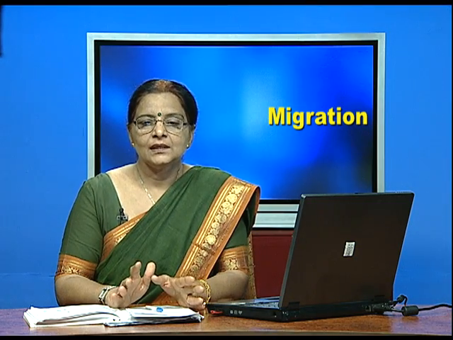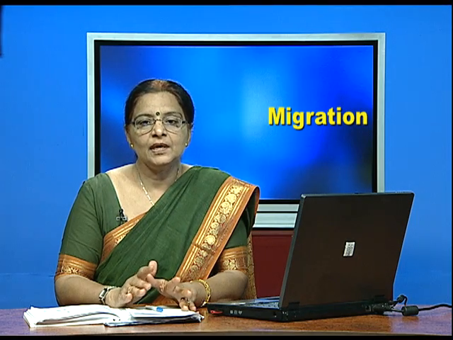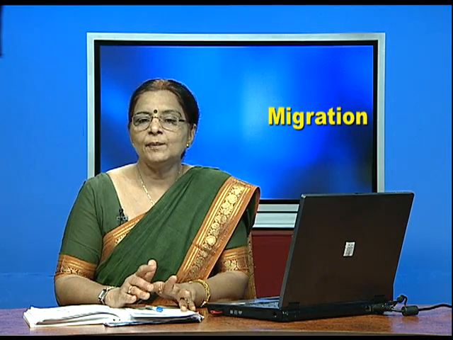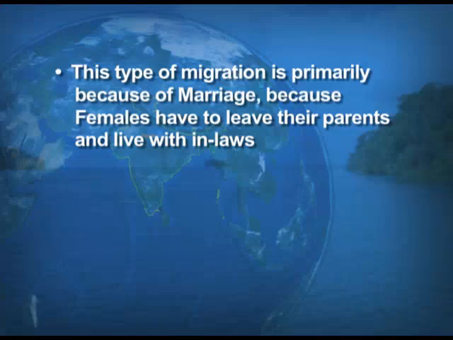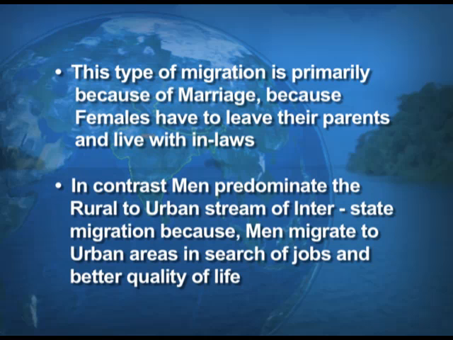That is very clear. The short distance migration may be because of marriage or maybe some other natural calamity reason that the people migrate short distances. This type of migration is primarily, as I have told you, because of marriage, because the females have to leave their parents and live with the in-laws. In contrast, men predominate the rural to urban stream of interstate migration, which is a long distance migration, and that migration is in search of jobs or a better quality of life.